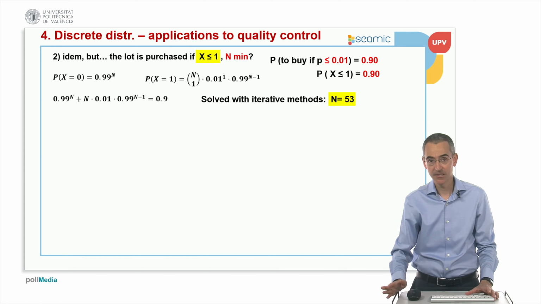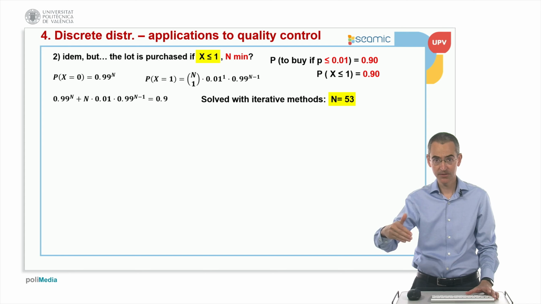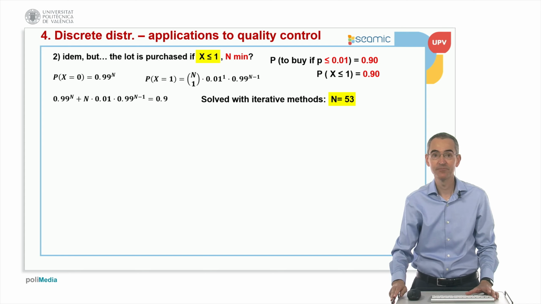This can be solved with iterative methods. For example, we can program this formula in an Excel spreadsheet, and then we can try different values of n until we reach the solution. With this method, we will find that n is equal to 53.